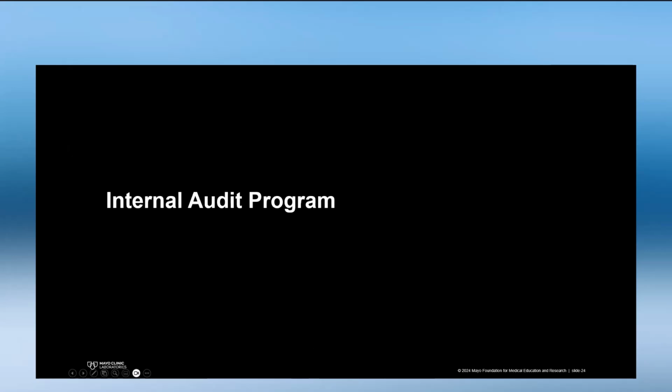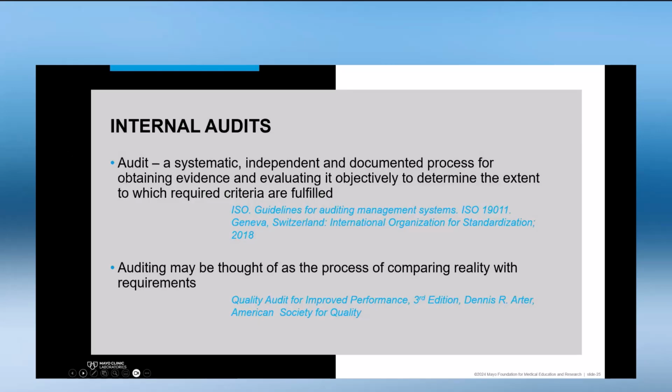Thanks, Lisa. So the final internal assessment that we will be discussing with you this morning is an internal audit program. Of course, we begin with a couple definitions. The first one came from ISO, and they call an audit a systematic, independent, and documented process for obtaining evidence and evaluating it objectively to determine the extent to which required criteria are fulfilled. I particularly like the second bullet item because it's so concise. It simply states, auditing may be thought of as the process of comparing reality with requirements.